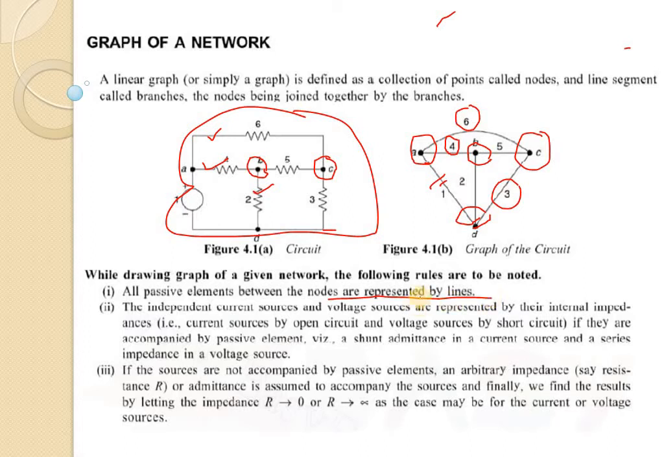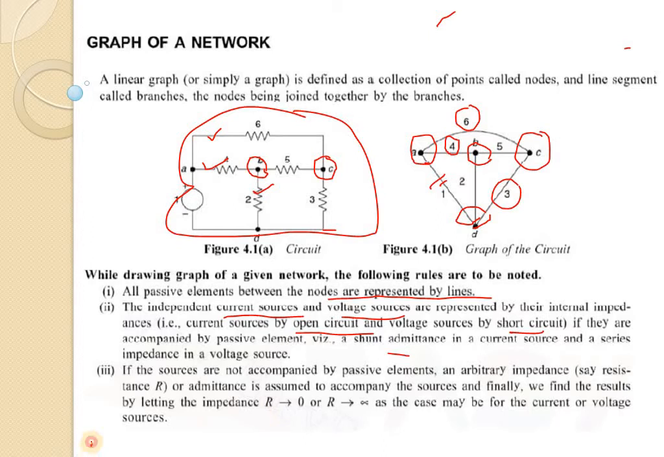Secondly, if it is an independent current source, then it will be replaced by its internal resistance. That means it will be open circuit. And if we have to replace the voltage source, the path will be short circuit. So that means whenever we put the voltage source, we will put just a straight line, and when we talk about current source, the path will be just left open.